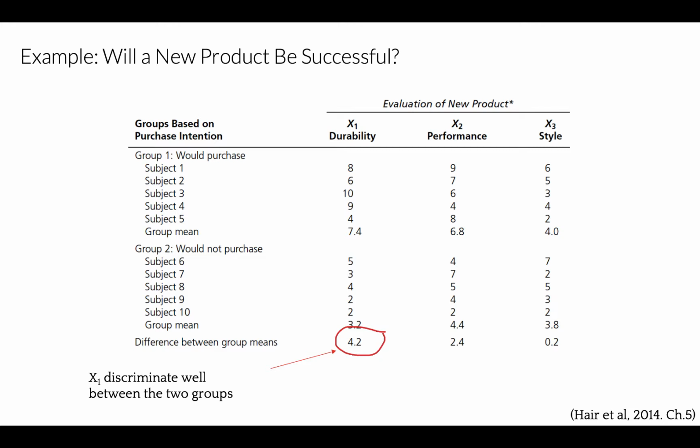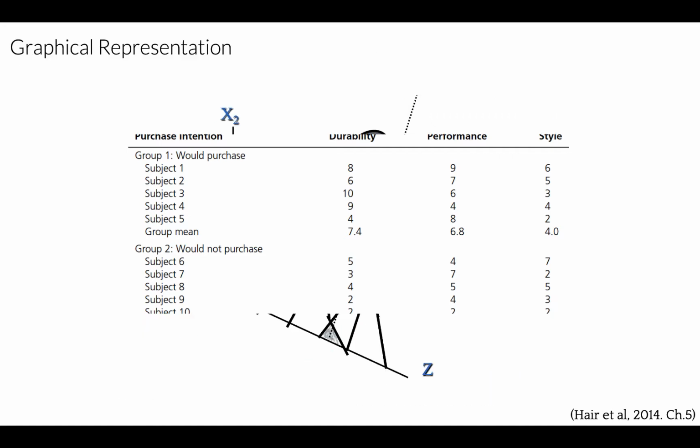characteristic for potential purchasers. In contrast, if we look at X3, style, the difference between the two group means is quite small, and it seems that X3 will not discriminate well between the two groups of purchasers.